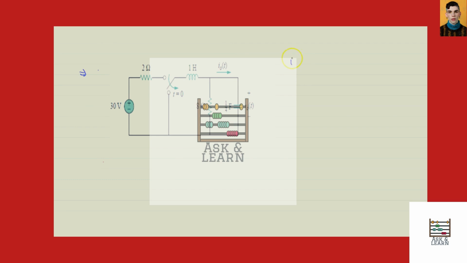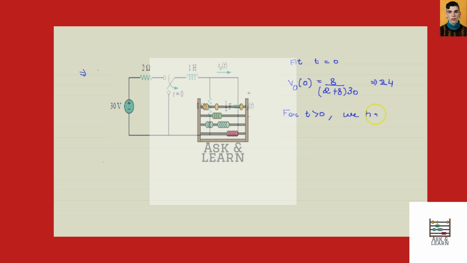So at t equals 0, v naught at 0 can be written as 8 by (2 plus 8) into 30. The value of this can be written as 24 volts.